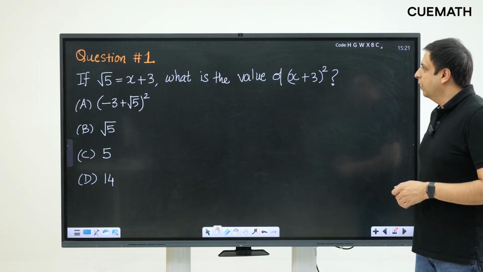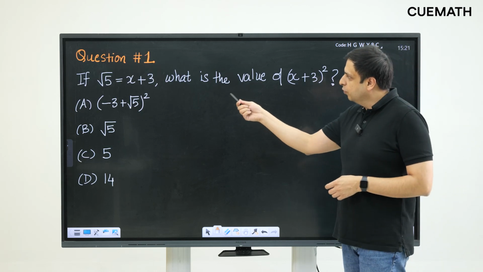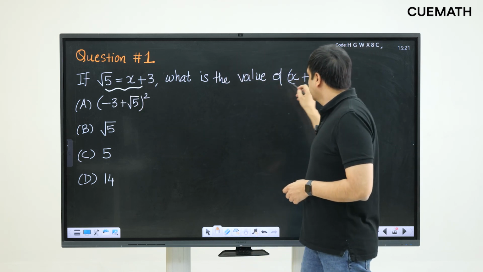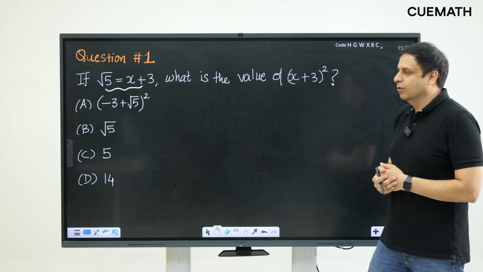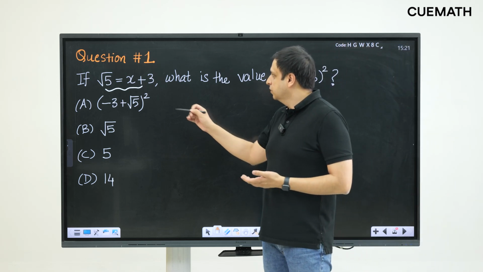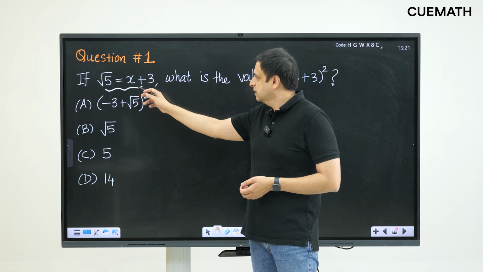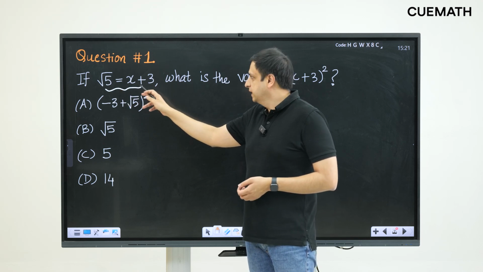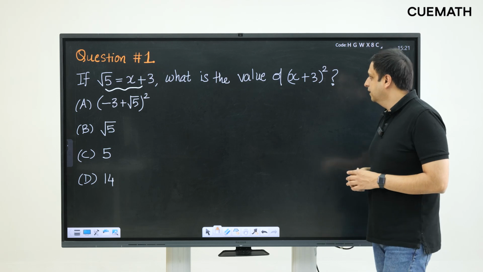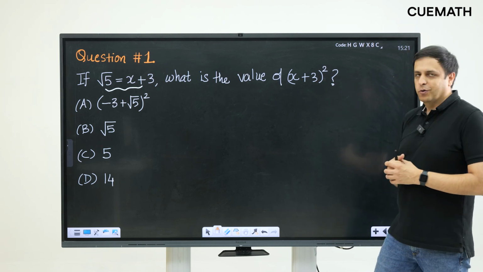Look at question number 1 here, which says if root of 5 is equal to x plus 3, what is the value of (x plus 3) whole square? Now, if you were to take the traditional approach, you would first find x from this equation. You would say x is equal to root of 5 minus 3, and then you might substitute that here to find (x plus 3) whole square.